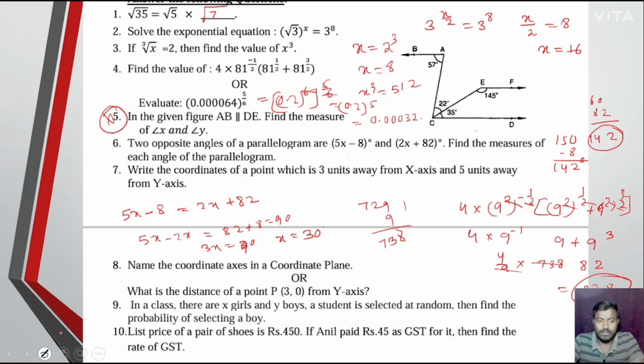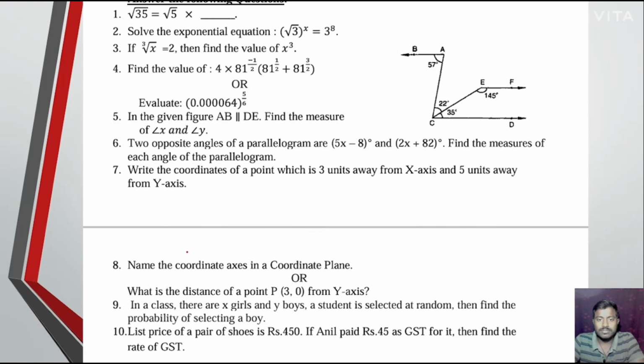Okay. So the question says write the coordinate of the point which is 3 units away from the x-axis. Okay. Here is the x-axis, here the y-axis, the point is 3 units away from the x-axis and 5 units away from the y-axis. Now find the coordinate. Coordinate means that is 5, 3.